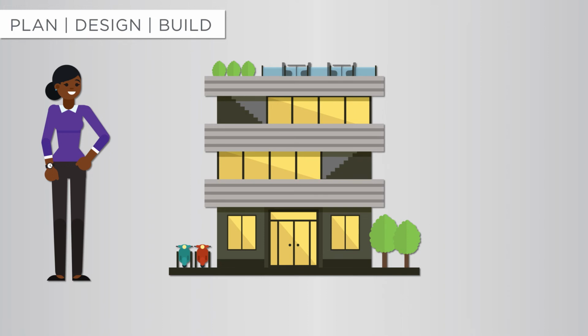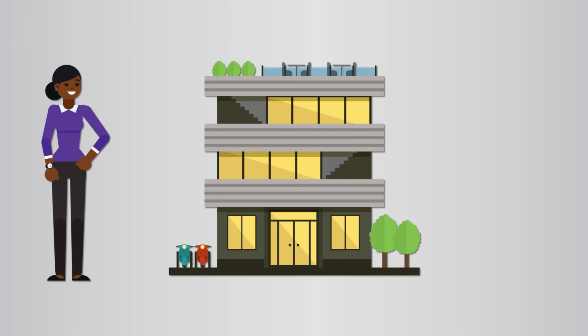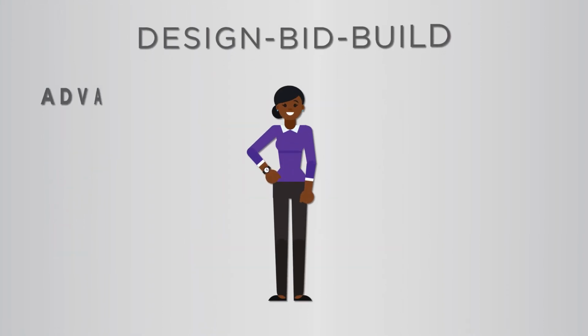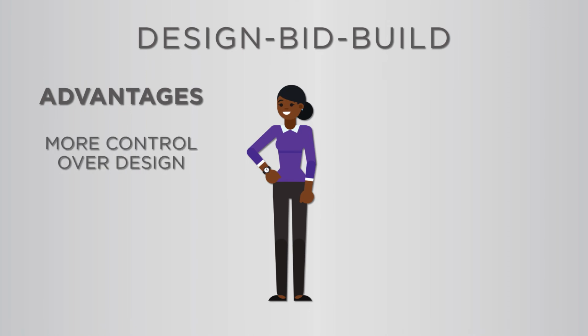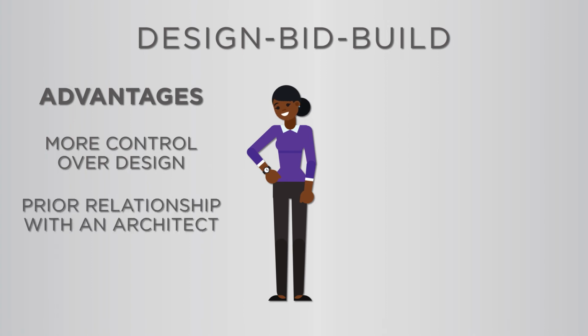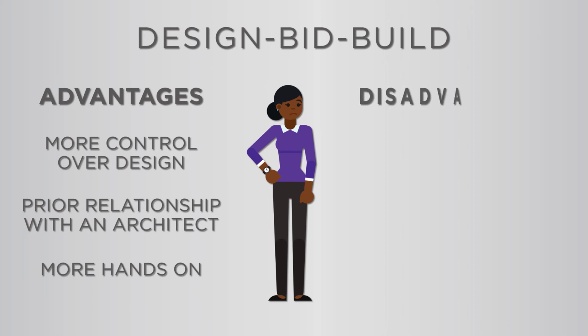Now that we have gone over the basics of these two delivery methods, let's break down their advantages and disadvantages. The main advantage for the traditional design-bid-build method involves the design of the building. If you are looking to have more control over the design of your building without practical construction concerns, or you have a relationship with an architect who understands your design aesthetic, you may be more inclined to go with the design-bid-build method. This is also a preferred method for those who like to be more hands-on throughout the building process.